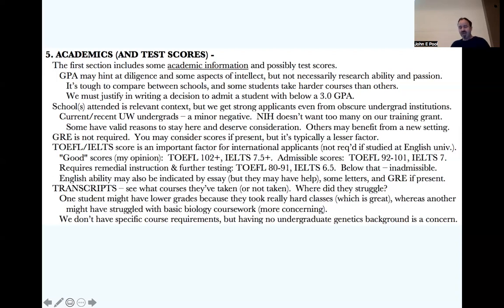I also mentioned that students do come from a wide range of different schools, and that we do need to try to consider that in terms of the grades that they got. But at the same time, I encourage our committee members not to get too hung up on whether an applicant is coming from a certain type of institution. Because we've had good students come from pretty obscure undergraduate institutions. And in general, I don't think that factor is super predictive of success in our graduate program.